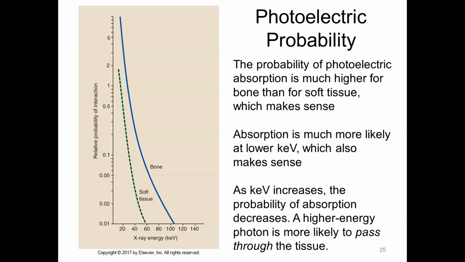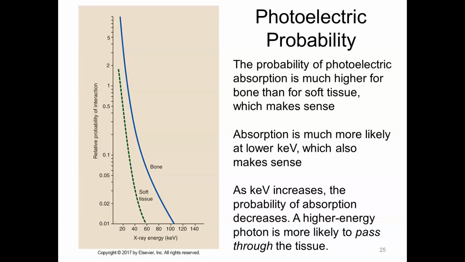Even at high energy levels, the bones stand out visually, because even at those higher energy levels, you're still having more absorption going on because of this probability curve. So we're not talking about Compton at all. We're just looking at photoelectric. And the key takeaway here is as I increase my kVp, I am decreasing the odds of photoelectric absorption.